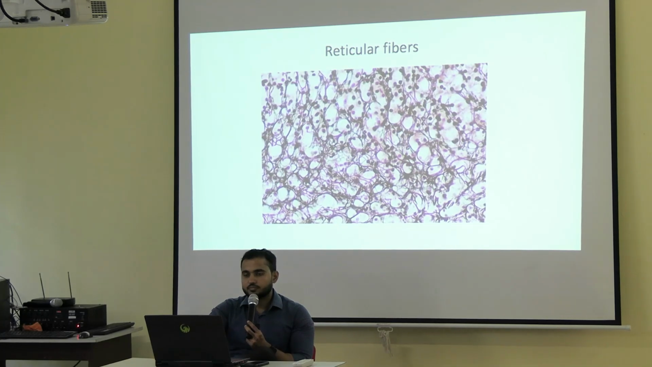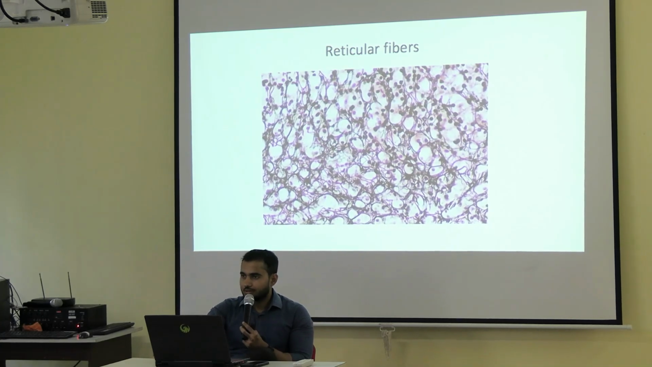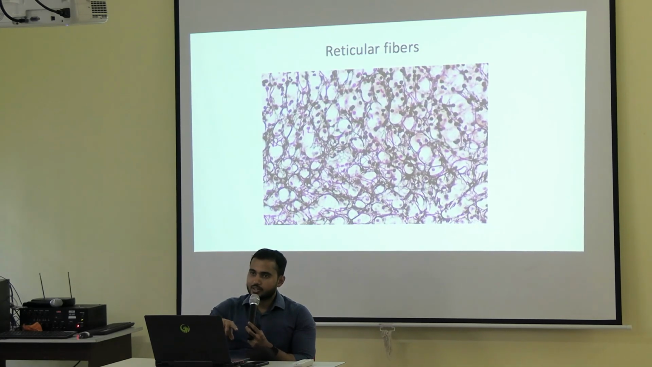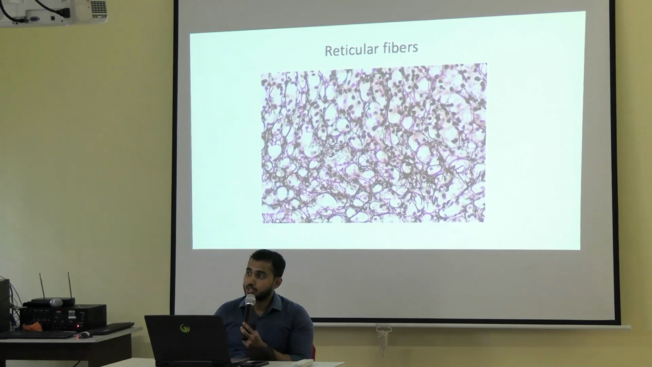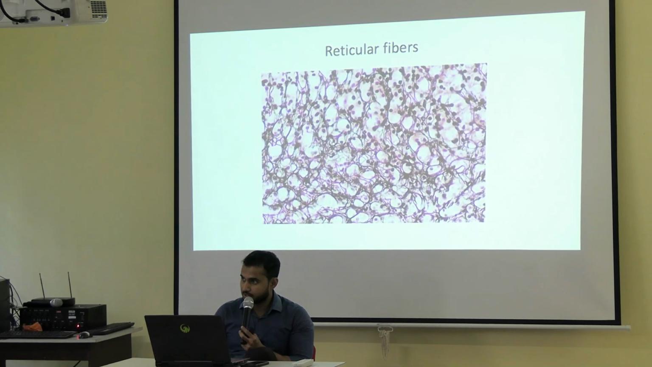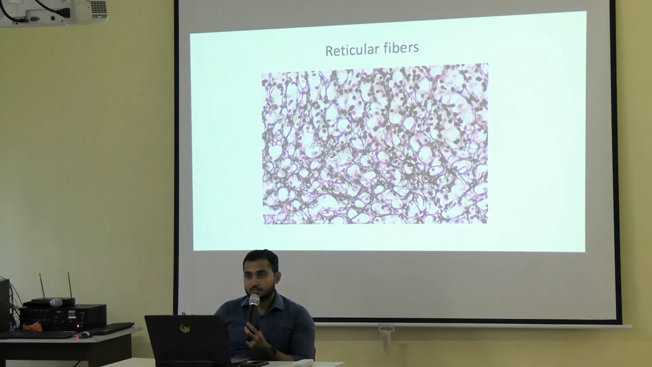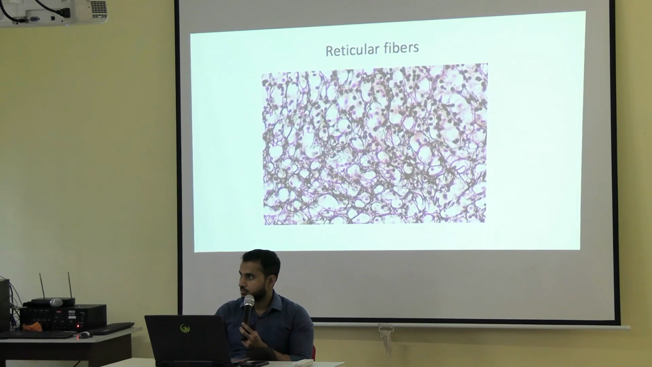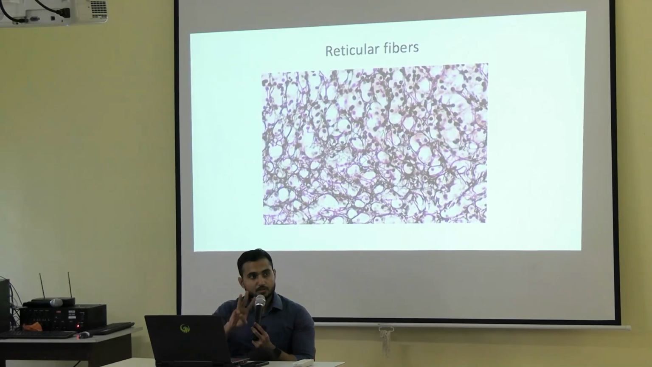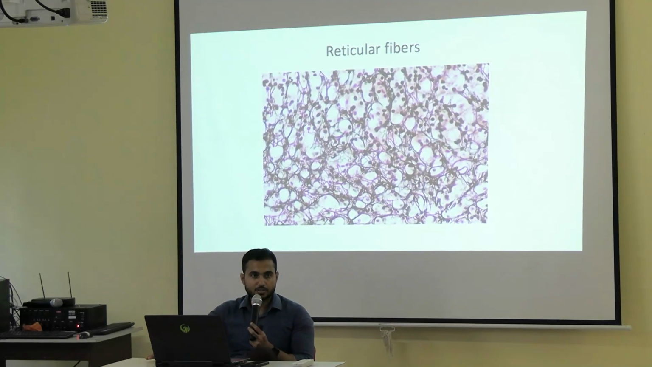Please be careful. Now, in collagen fibers, I have told you that how many types of collagen fibers are there? Approximately 29 types of collagen fibers are there. So, type 3 collagen fibers are nothing but the reticular fibers. Okay, type 3 collagen fibers are nothing but the reticular fibers.